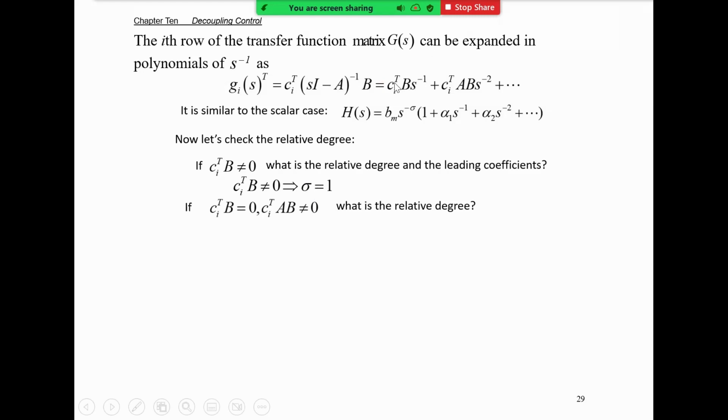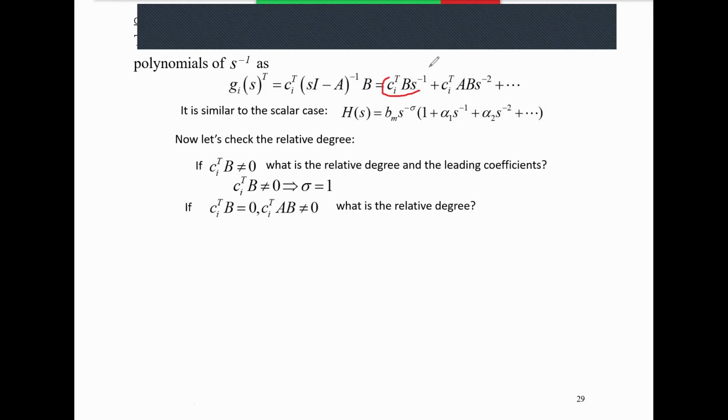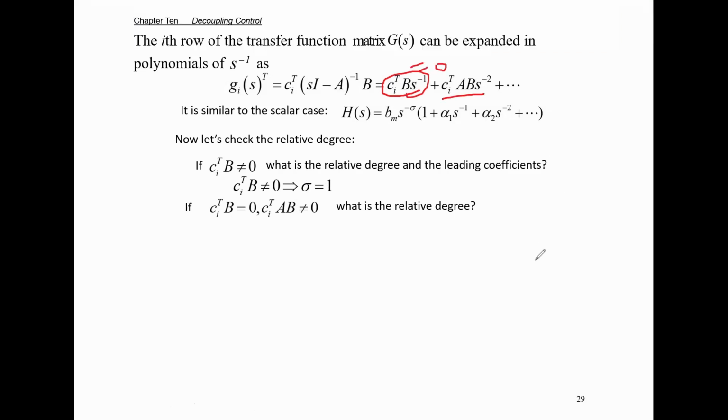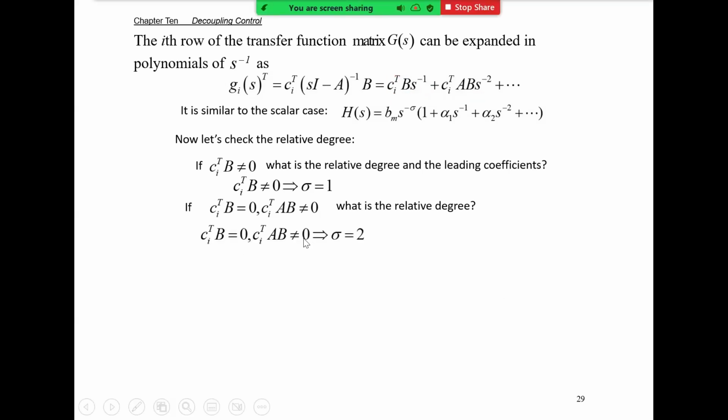If this leading coefficient is not 0, sigma equals 1. However, if this one is 0, then this term of course disappears, and the leading term will be S to the minus 2. If this one is 0, you are left with this one. Then what will be the relative degree? Sigma will be 2. So we need to check out those terms, and from that term we can get the relative degree.